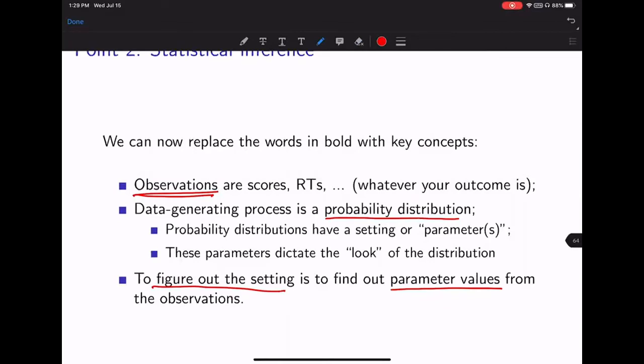Okay, now I told you I'm gonna talk about this a little bit. Probability distributions have settings, and these settings or parameters dictate the look of the distribution. What do these sentences actually mean? Let's go back to our running example. Let's go back to the normal distribution.